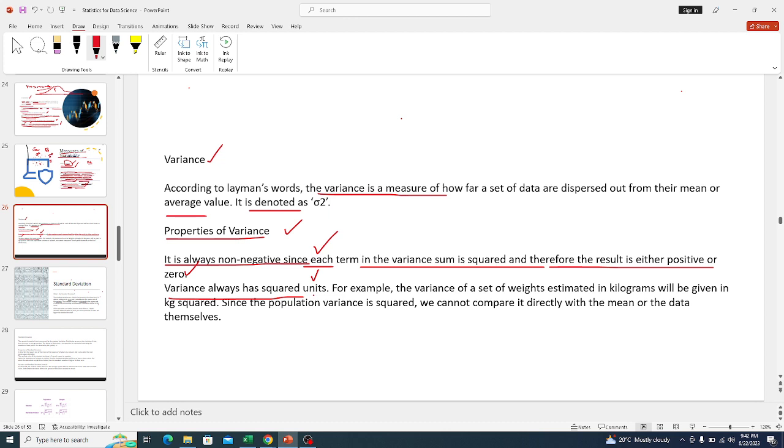Variance always has squared units. For example, the variance of a set of weights measured in kilograms will be given in kilograms squared. Since population variance is squared, we cannot compare it directly with the mean or the data themselves.